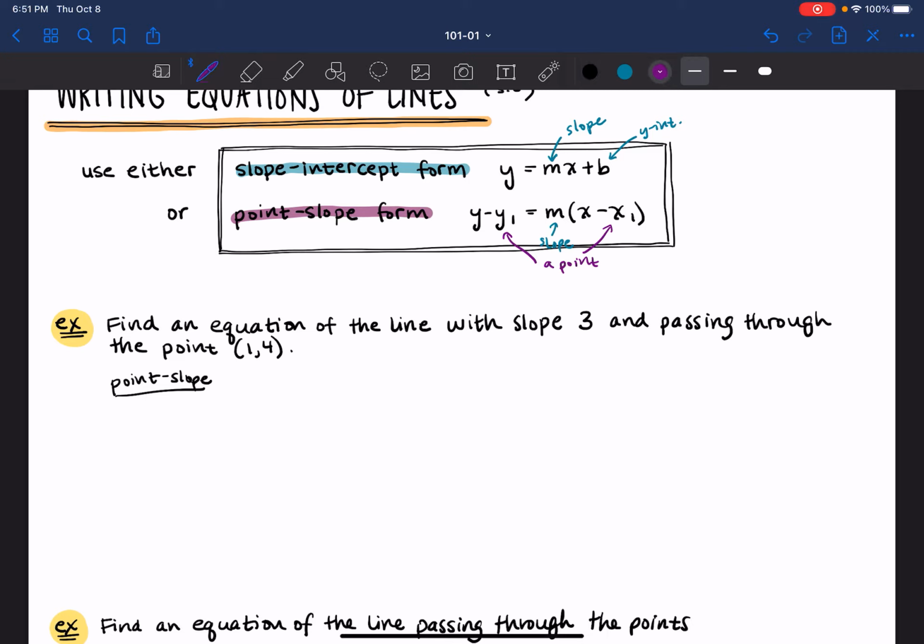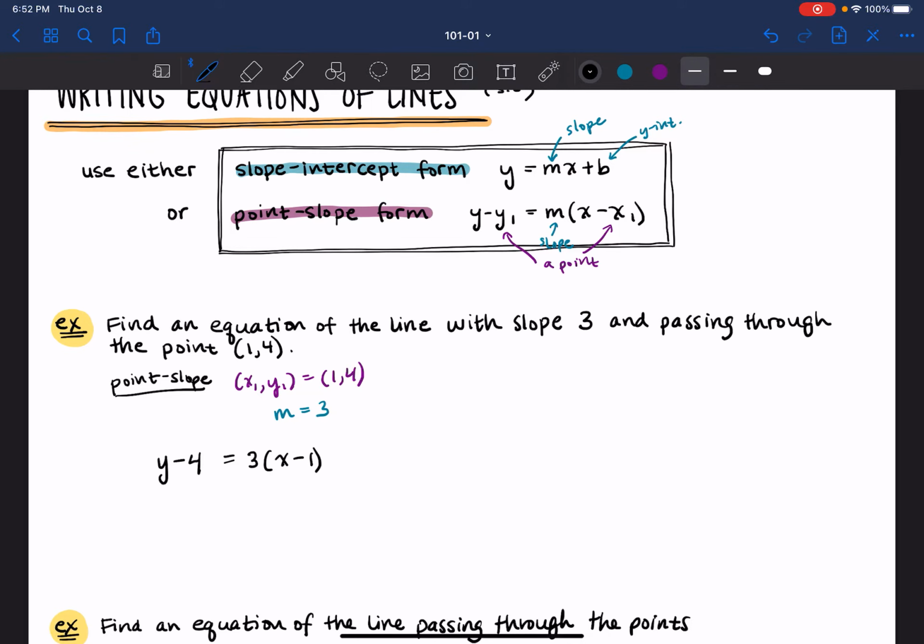Okay, so if we do that, right, the point that we have here is 1, 4, and the slope that we have is 3. So in your equation, the y and the x here that don't have the 1s, those are the variables that stay in the equation, right? Our formula should have y and x in them. So using the point-slope formula is going to give us y minus 4, right? This is the y1 here, y minus y1. Okay, then equals m, which is 3. Then we've got x minus x1, and that's the x value of the point, and so that's 1.